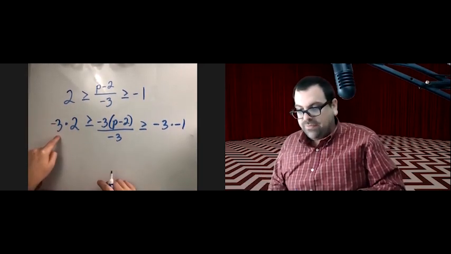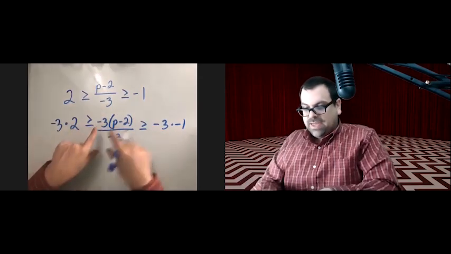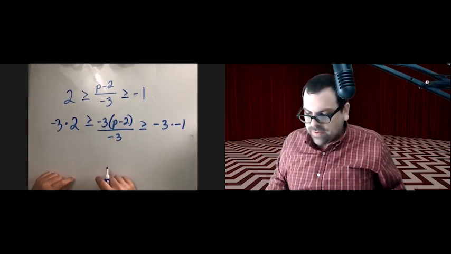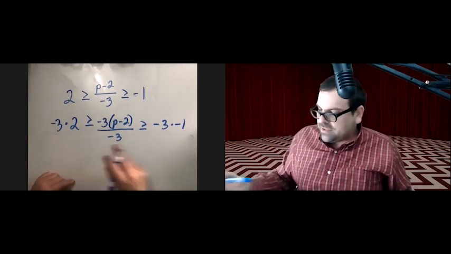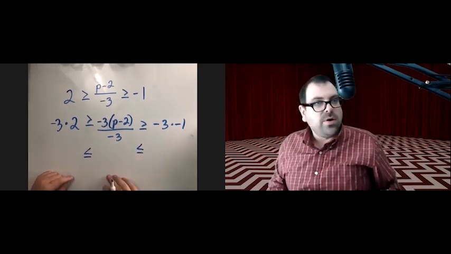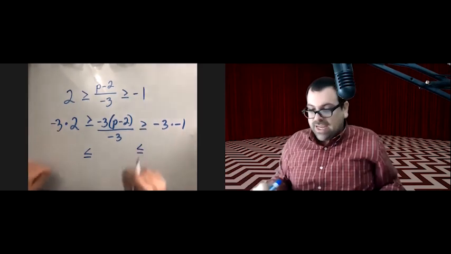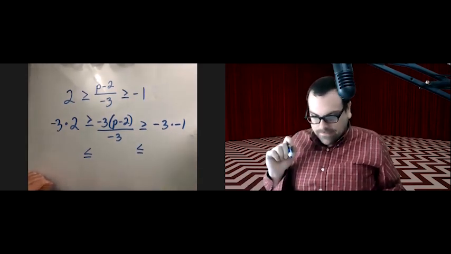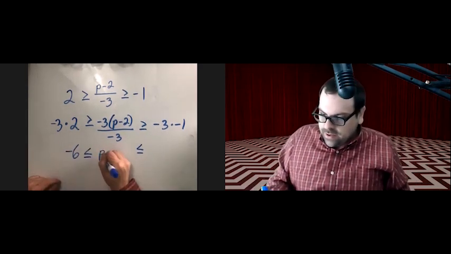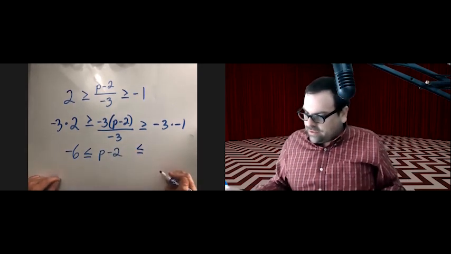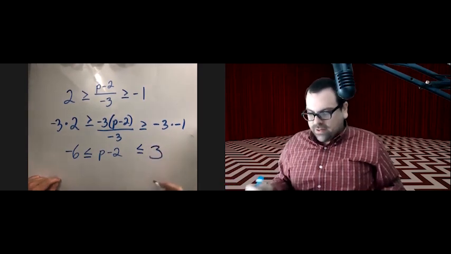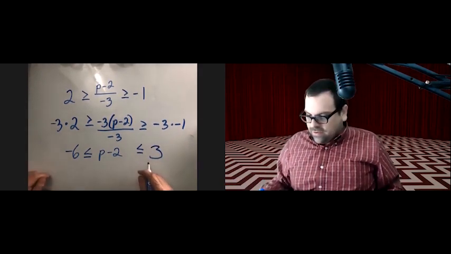So 2 times negative 3, this middle thing times negative 3, the negative 1 times negative 3. And since we're multiplying all things by negative 3, that's going to switch the inequalities around. And that should take care of our weirdness from the beginning. Negative 3 times 2 is negative 6. We just have the p minus 2 in the center. Negative 3 times negative 1 is positive 3. And yep, everything looks good now.